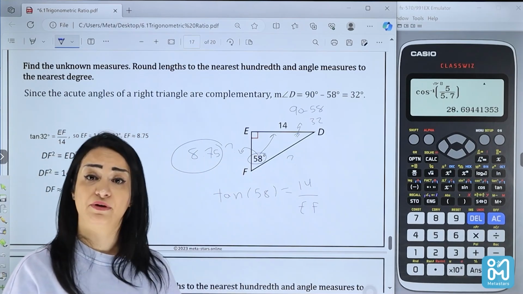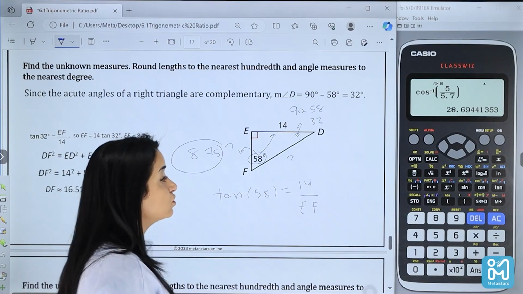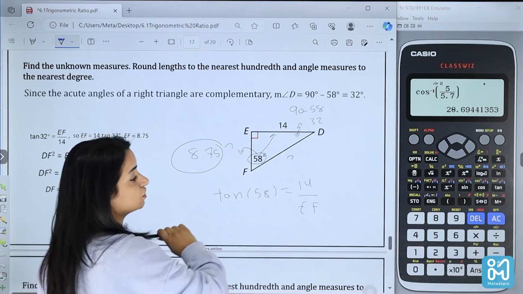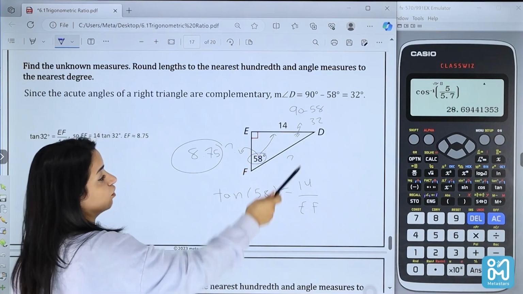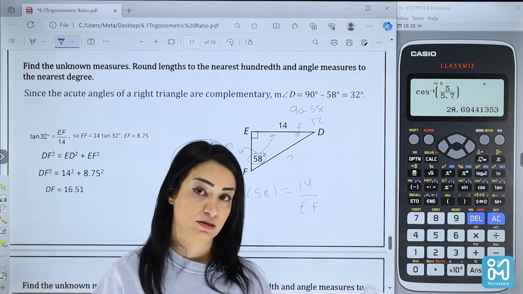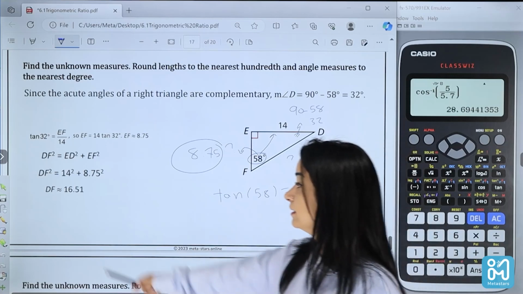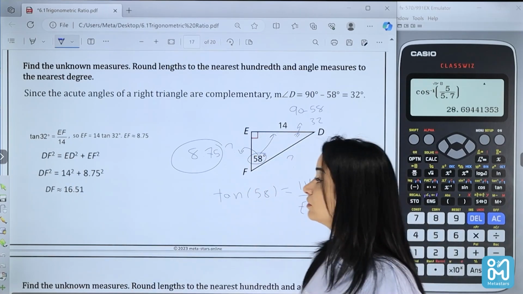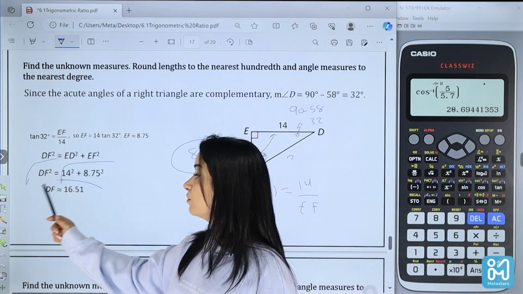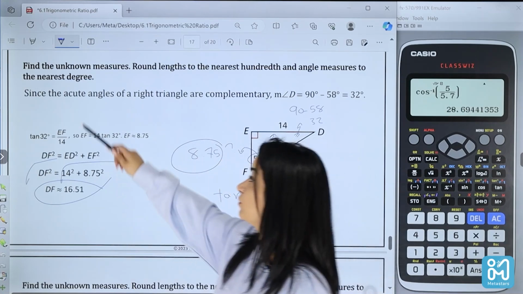Now about the hypotenuse. I can use Pythagorean since now I have the relation of two sides, or I can use cosine 32 or sine 32 or sine F or cosine F. Any of these five ways gives me the same answer. So here we solve it by Pythagorean. The hypotenuse squared is equal to 14 squared plus 8.75 squared. So under the square root, to get the answer, DF is equal to 16.51.